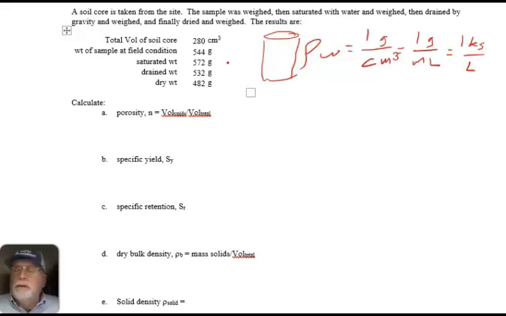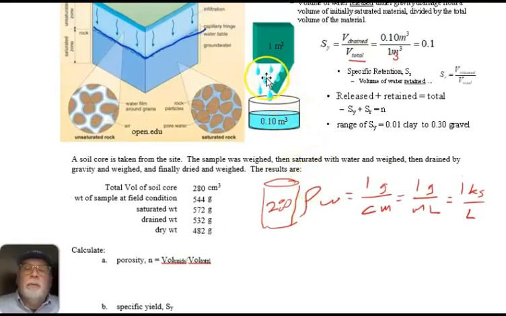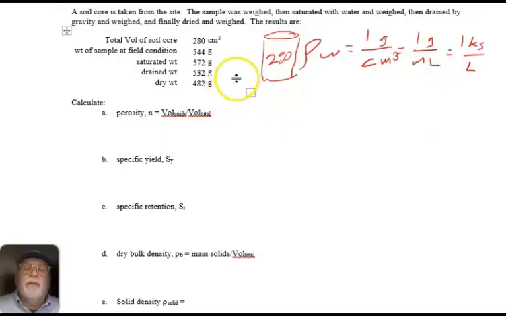So the whole thing is 280, and then I weigh it. It's partially wet, just taken from the field. It's 544 grams. I fill it with water. I weigh it again. It's at 572. I let it drain out by gravity, like I did here with this one. So I'll be able to get the specific yield from that. And it's at 532 left there. And then finally I dry it out completely and I get to 482.